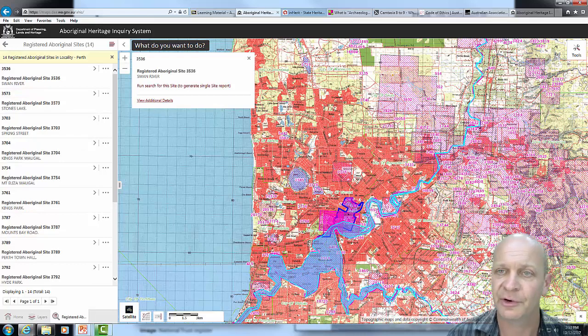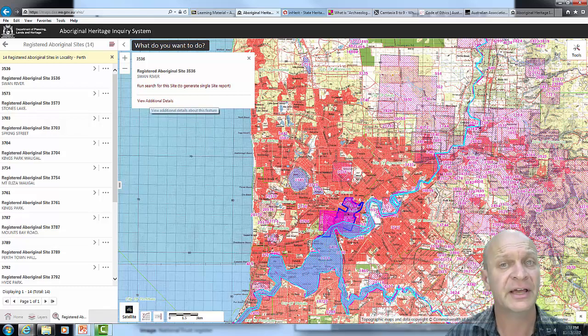So that's our site there. It tells you it's the Swan River. How's that for a site? A whole river can be a site. You want to view some additional details. This often has links to PDFs and other sources of information that then deepen your knowledge.